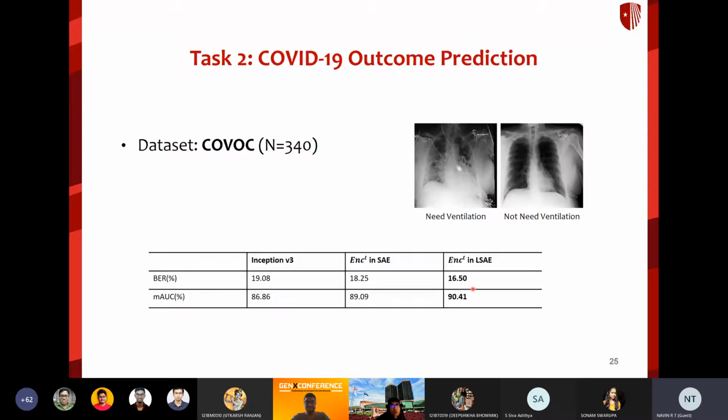The second task was a COVID-19 outcome prediction on a COVOC dataset, which was curated locally at our institution at Stony Brook. So compared to a native SAE, our method LSAE could achieve a superior performance, which demonstrates that a better disentanglement leads to a better performance, as you can see here.